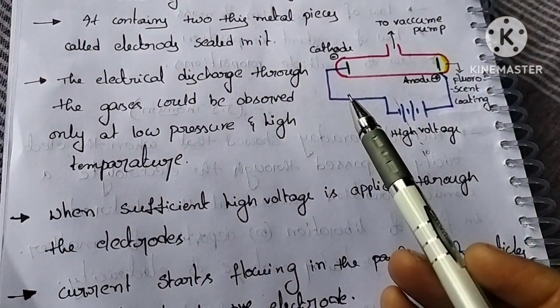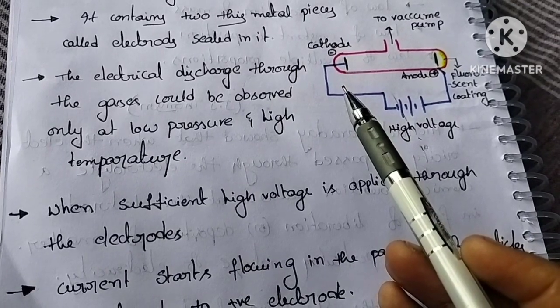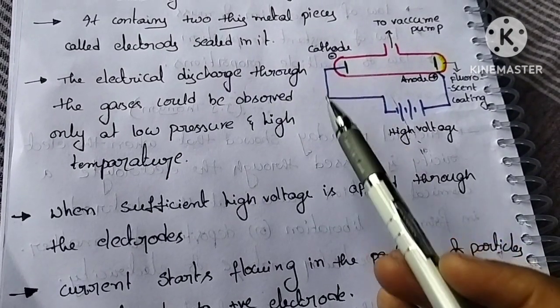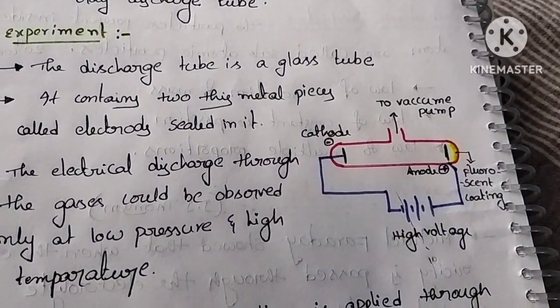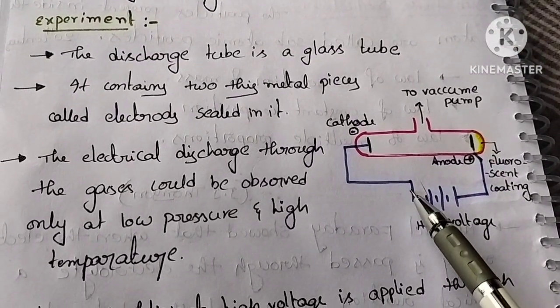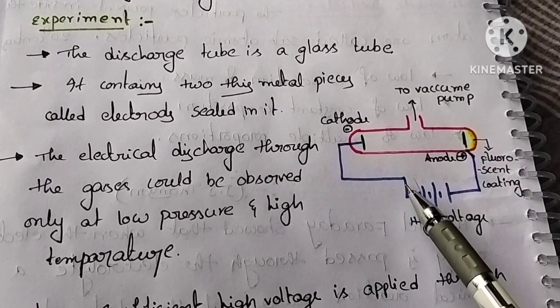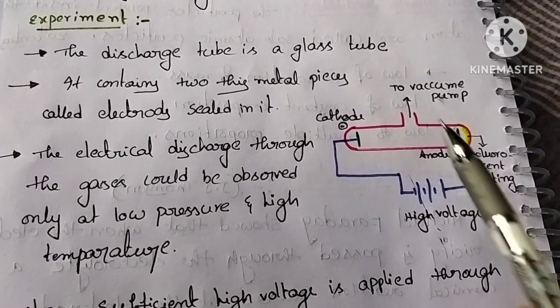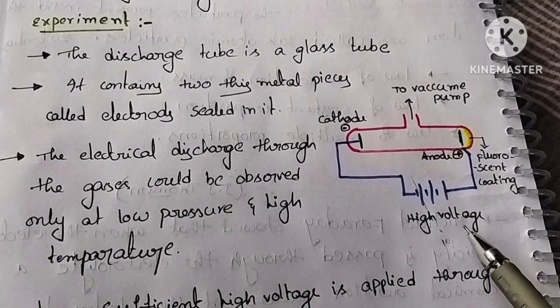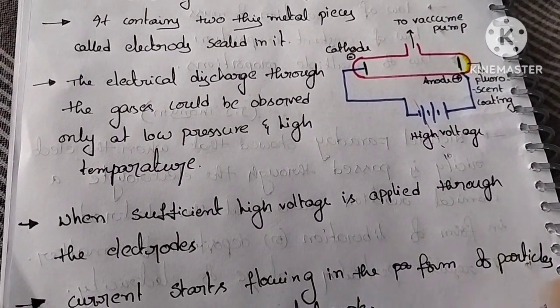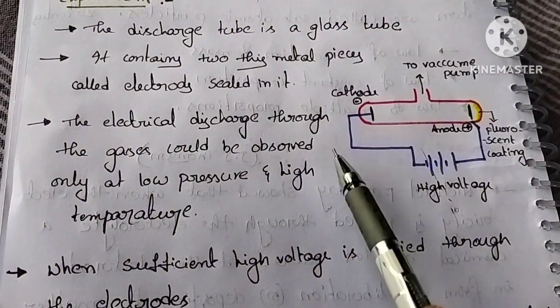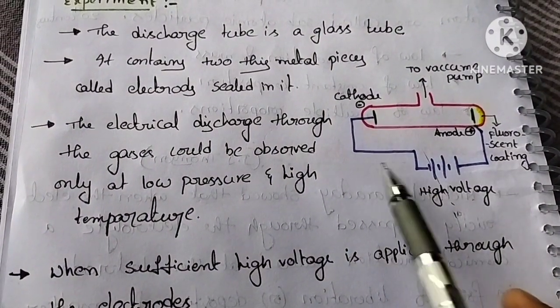So the electrical discharge through the gases could be observed only at low pressure and high voltage. This means that when we pass electricity through the gases, it is only at low pressure and high voltage. Sufficient voltage is applied through the electrodes. These two electrodes are connected through the battery.